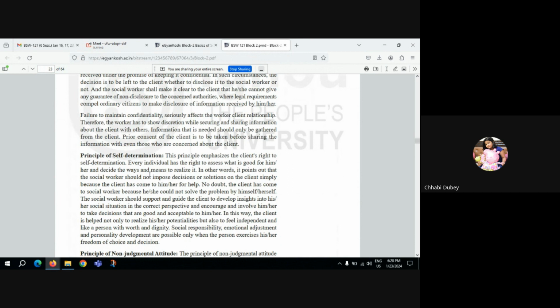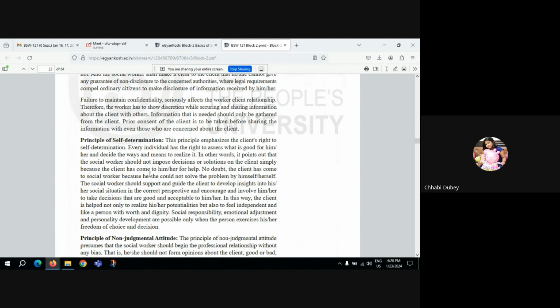We need to understand that the client has a right to decide what is good and what is bad for him or her, and we need to respect the decision that the client takes, whatever decision they take, the way they want to go ahead with the suggestions.